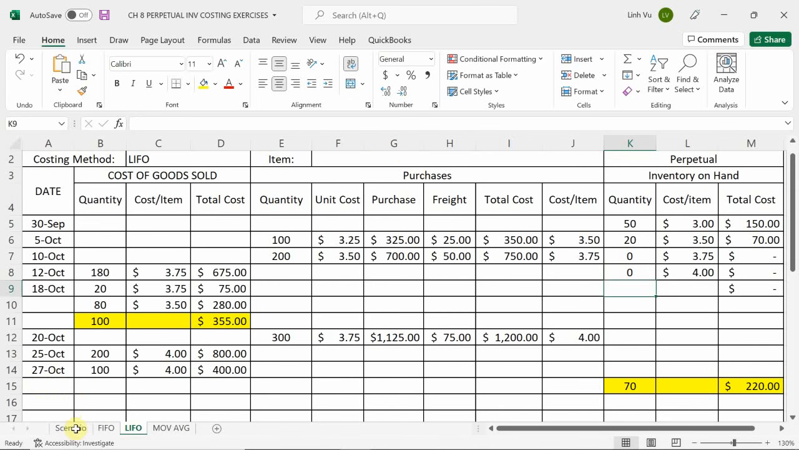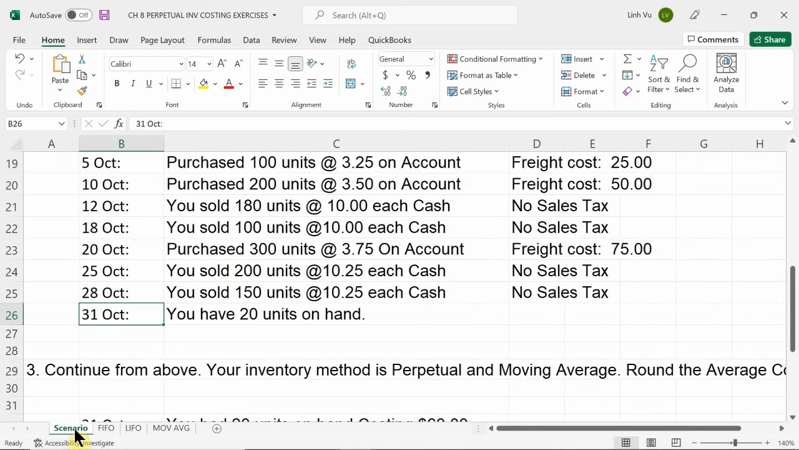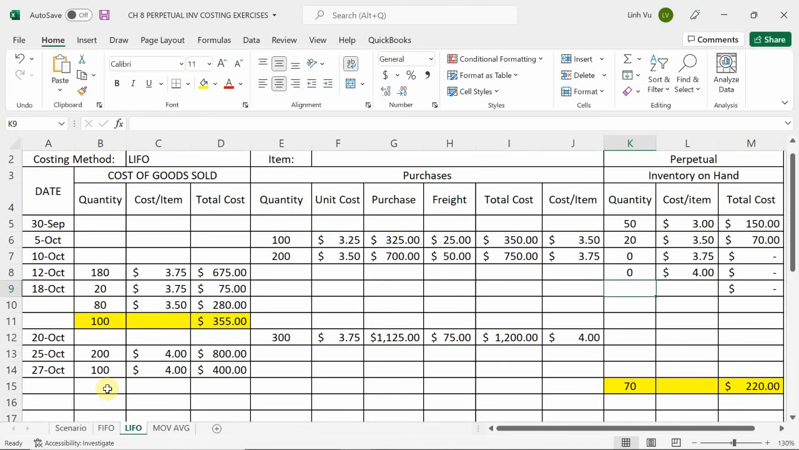Did I say 150 or 120? Yeah, I need to sell 150. Okay. So we will choose October 25. You already got rid of it. Okay, let's look at the right side. I have 70 units left. I need to sell 50 more units. So which batch of inventory are you going to sell from next?